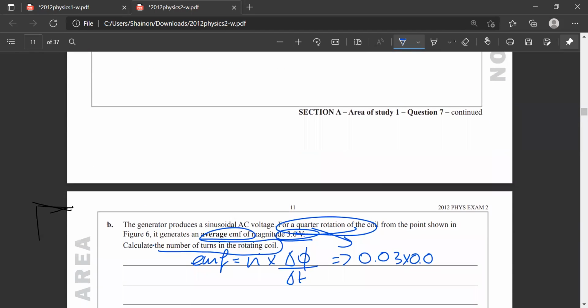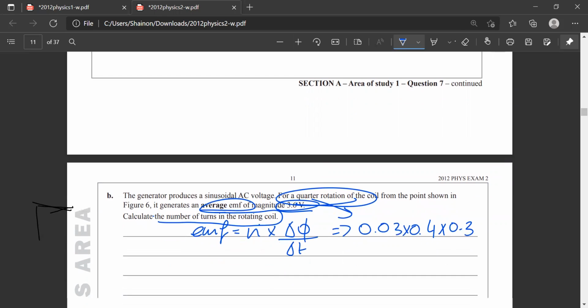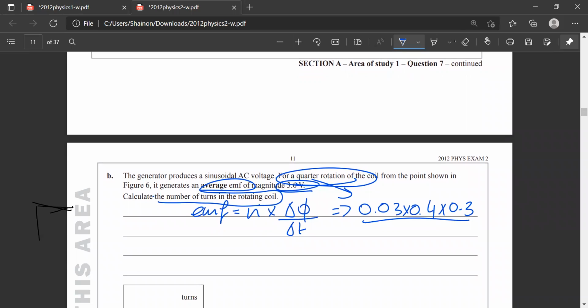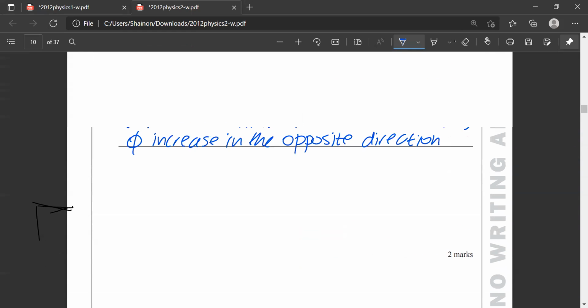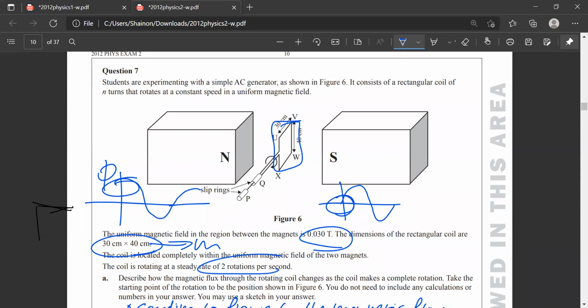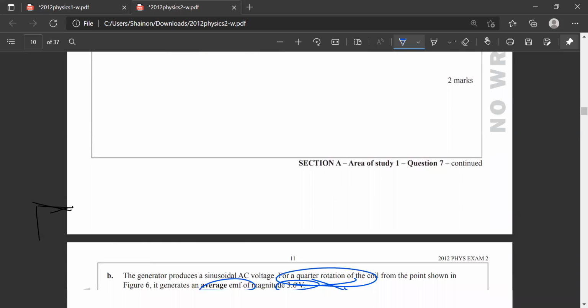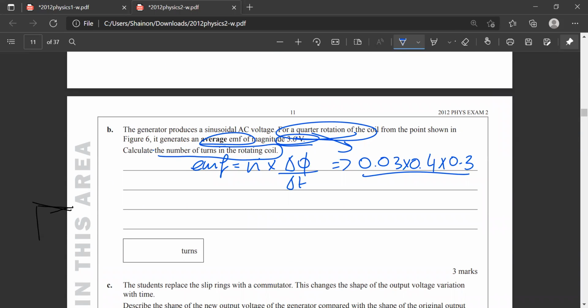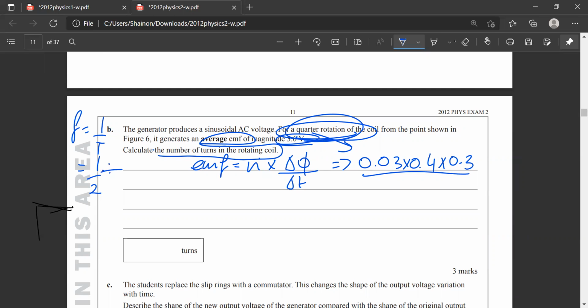0.03. Oops. 0.4 times 0.3, divided by time. There's a quarter of a rotation, and the frequency is this, so it's inversely proportional to time, the period, so it's going to be 1/2, and since it's a quarter, time divided by 4, which is equal to 1/8.